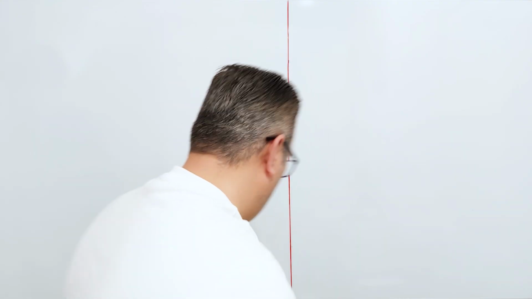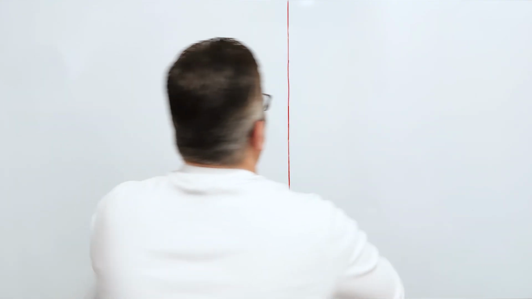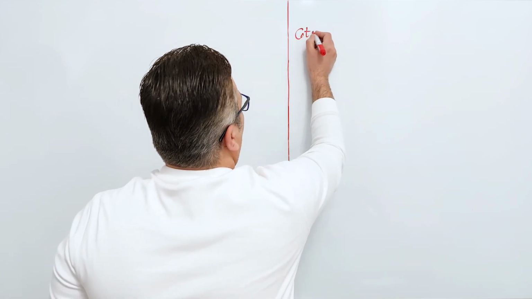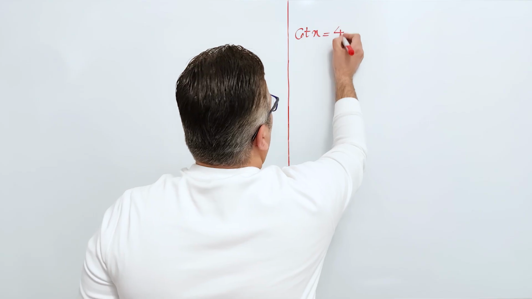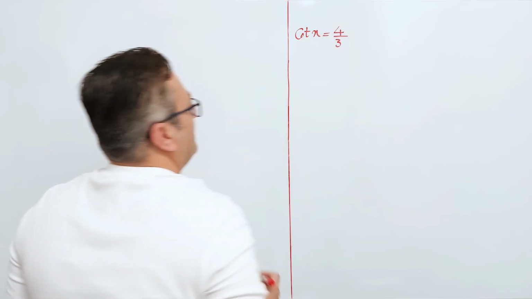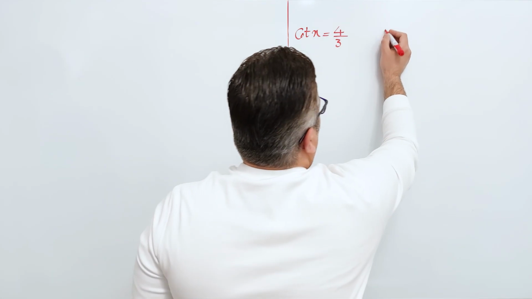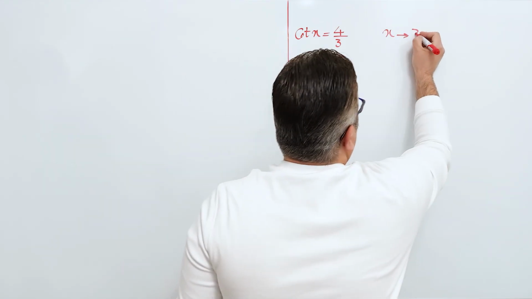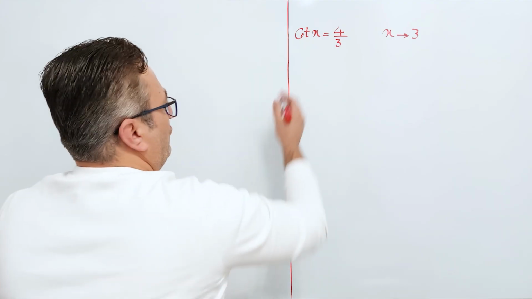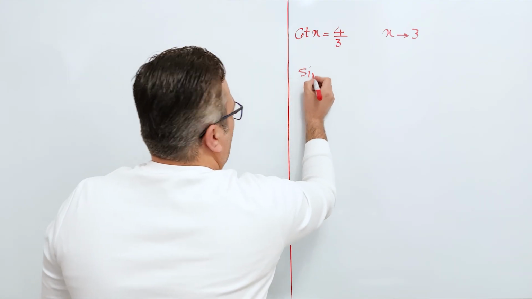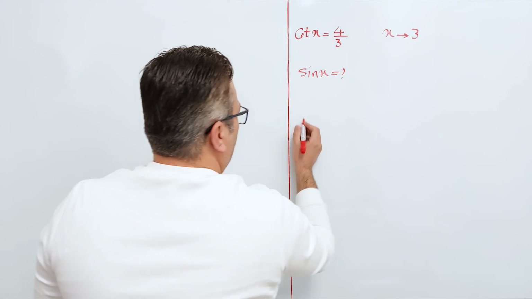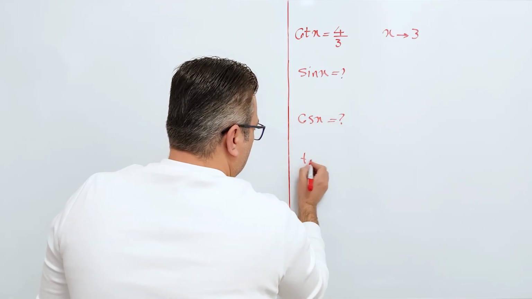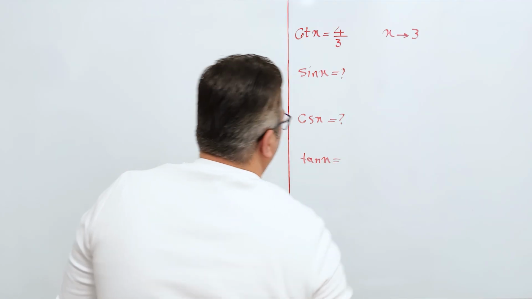So let's go. For example, if cotangent x is equal to 4 over 3 and x is in, for example, the third quadrant, what is the value of sine x, cosine x, and tangent x?